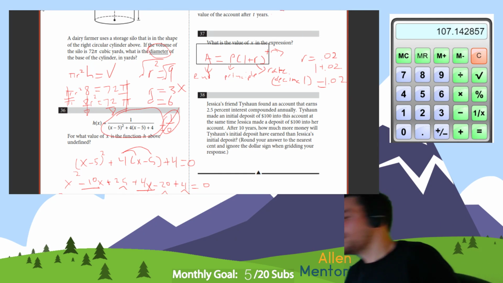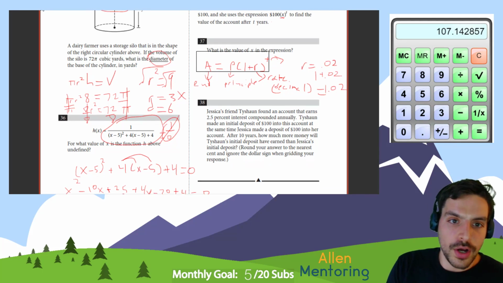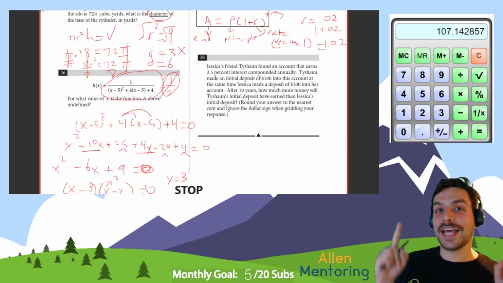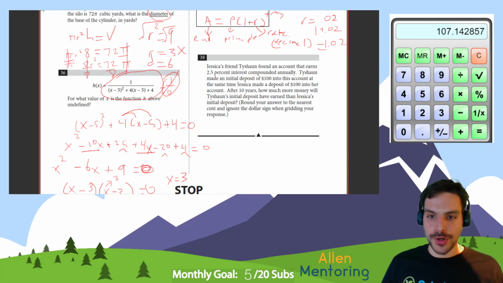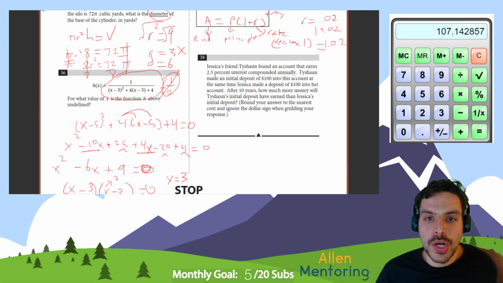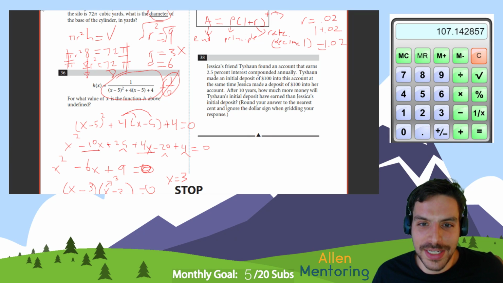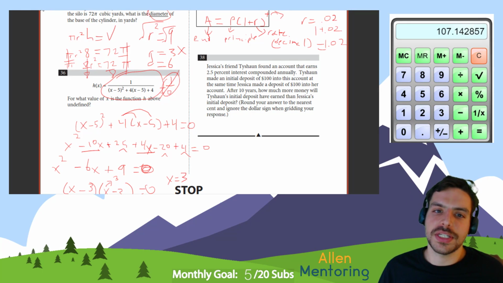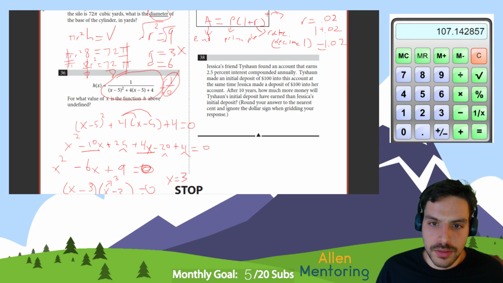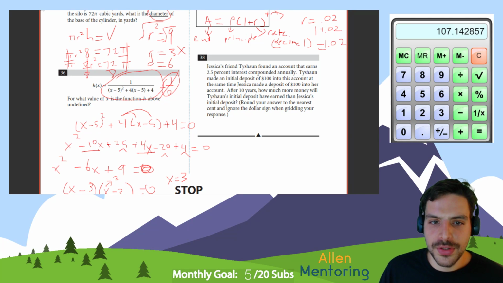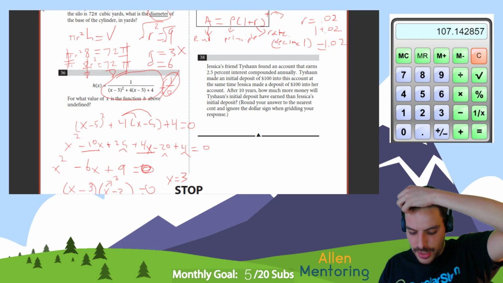All right, so the very last question of test number 4, section 4 of test 1, the very first test in the College Board new book. The question is: Jessica's friend Tyshawn found an account that earns 2.5% interest compounded annually. Tyshawn made an initial deposit of $100 into his account. At the same time, Jessica did also. After 10 years, how much more money will Tyshawn's initial deposit have earned than Jessica's initial deposit? Round your answer to the nearest cent and ignore the $ when gridding your response.